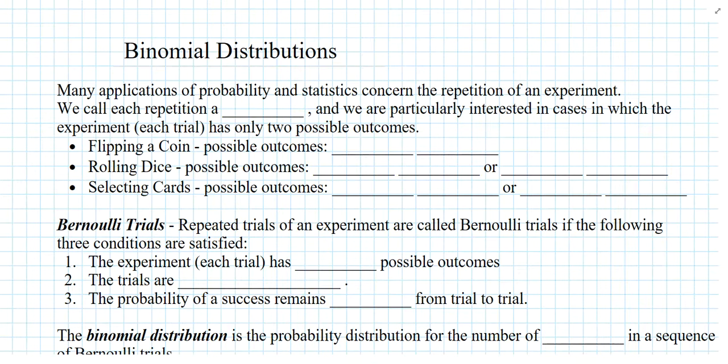Hello. In this video, I would like to share with you how to use a formula to compute the probabilities within a binomial distribution. Many applications of probability and statistics are concerned with the repetition of an experiment. We call each repetition a trial, and we are particularly interested in cases in which the experiment, or each trial, has only two possible outcomes.